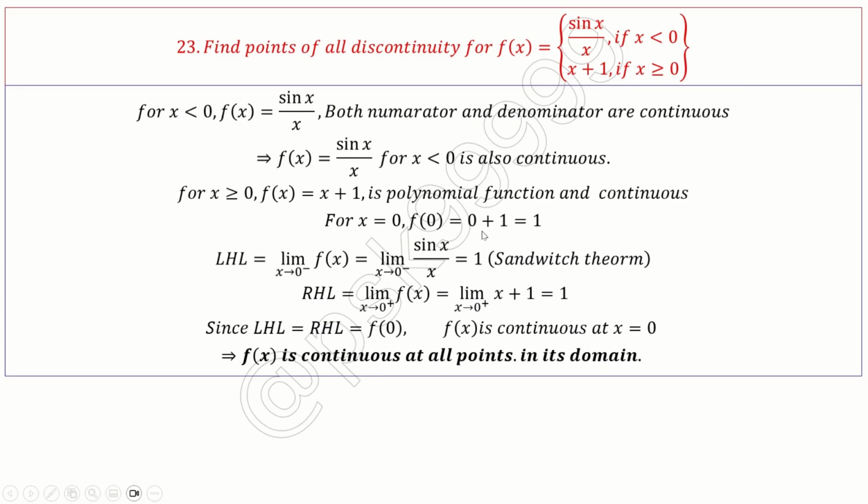At x equal to 0, f of 0 is nothing but 1. Now LHL is the limit x tends to 0 minus. When it is 0 minus, the definition of f of x is sin x by x. So limit x tends to 0 minus sin x by x. We know that from the sandwich theorem this is 1. RHL is the limit x tends to 0 plus f of x. So I should take the definition x plus 1. So limit x tends to 0 plus x plus 1 is also equal to 1, which means LHL equal to RHL equal to f of 0. So f of x is continuous at x equal to 0. So f of x is continuous for all points in its domain.